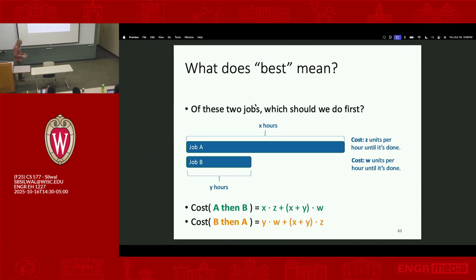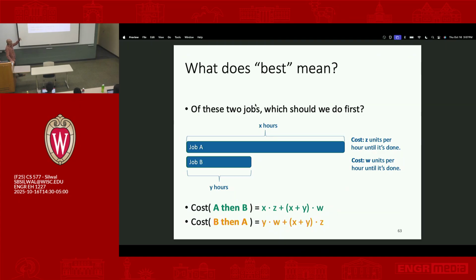Okay, so now let's get into more details about what it means for one job to come before another job. Let's just say I have only 2 jobs now. Let's say the first one takes x hours and the second one takes y hours. The first one costs z units until it's done. The second one costs some other amount, w. And let's just say I only have 2. How do I know which one to do first?